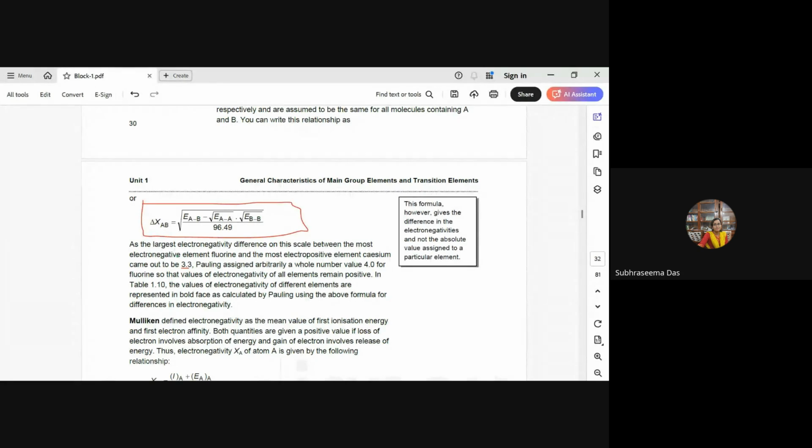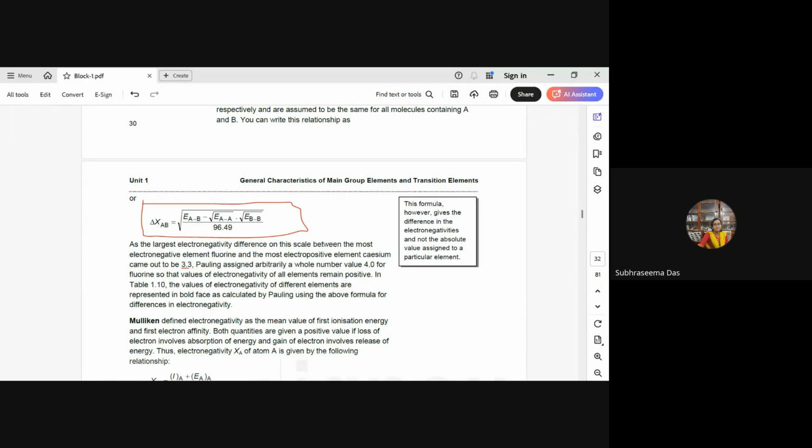That can be calculated by another formula, that is by the Mulliken scale or the Allred-Rochow scale. So here it will give you for the bond only. With chi A and chi B using this Pauling scale, it just gives us the difference in electronegativity. We cannot find out the chi of A or chi of B from the Pauling scale. For that, other scales were improvised.